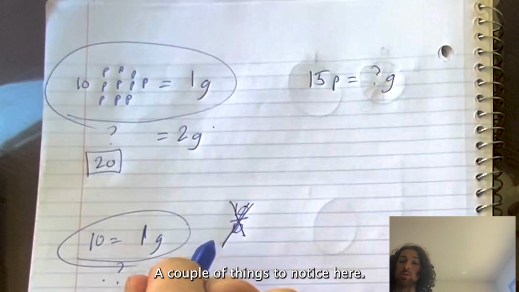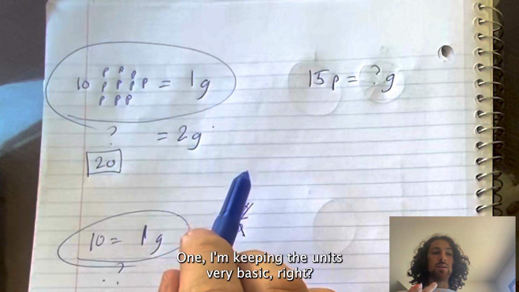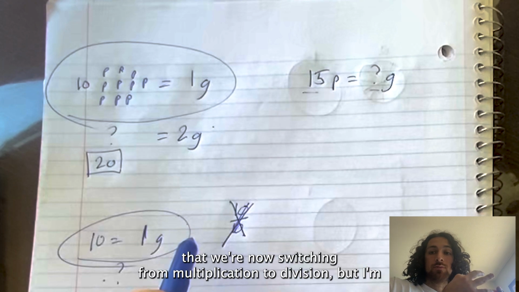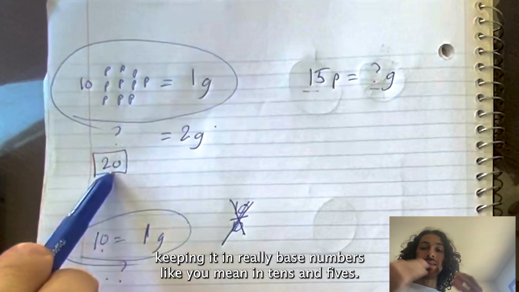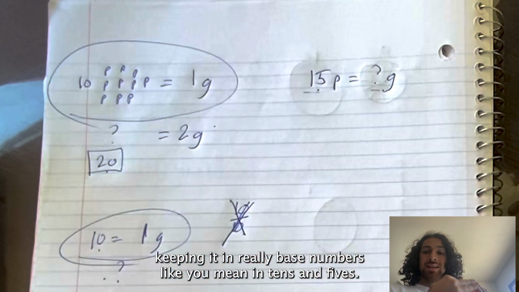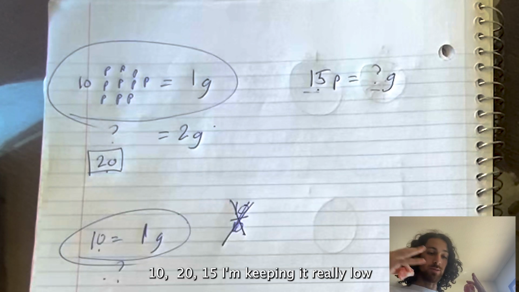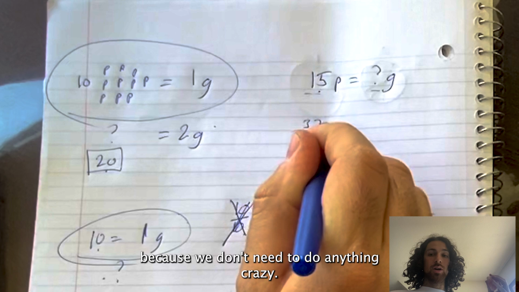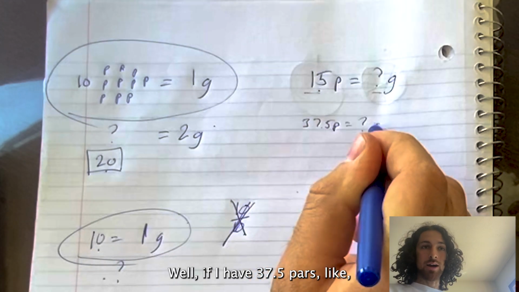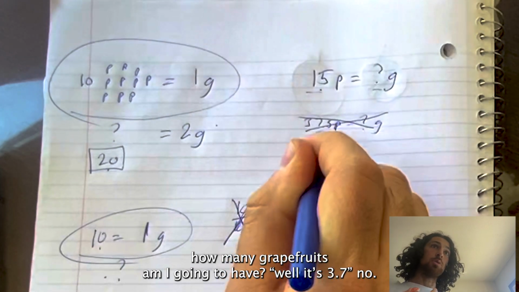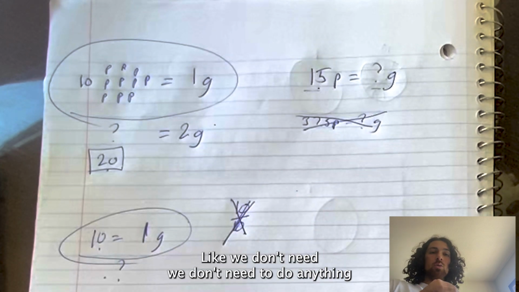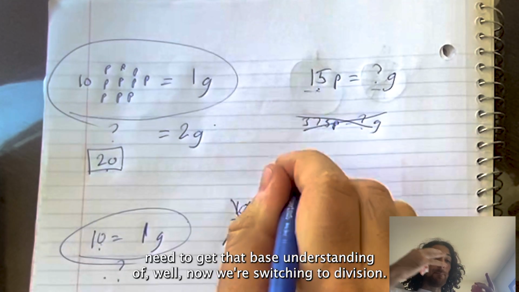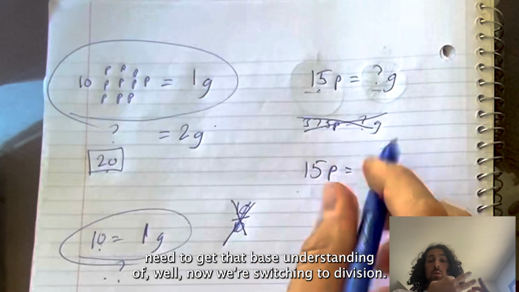Now, a couple of things to notice here. One, I'm keeping the units very basic, right? Because ultimately I'm trying to get the student to understand that we're now switching from multiplication to division. But I'm keeping it in really base numbers. I'm keeping it in 10s and 5s, 10, 20, 15. I'm keeping it really low because we don't need to do anything crazy. I'm not going to ask, well, if I have 37 and a half pears, how many grapefruits am I going to have? Well, it's 3.75. No, we don't need to do anything extra at this point. We just need to get that base understanding of, well, now we're switching to division.